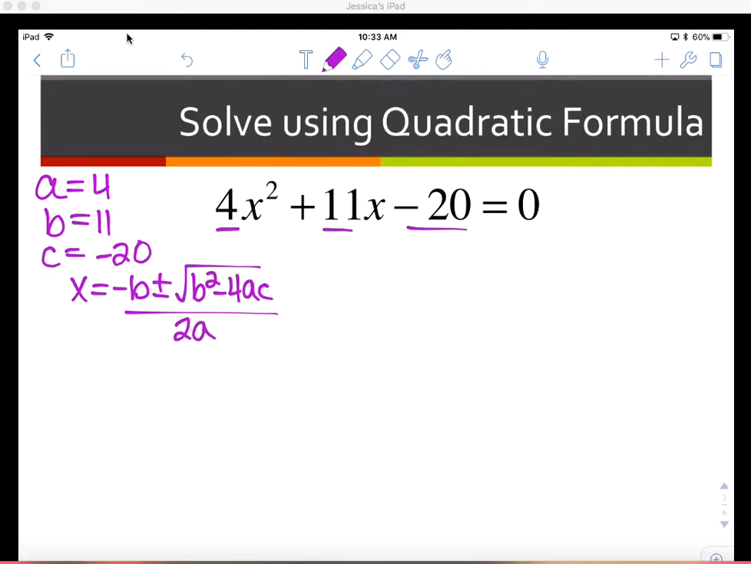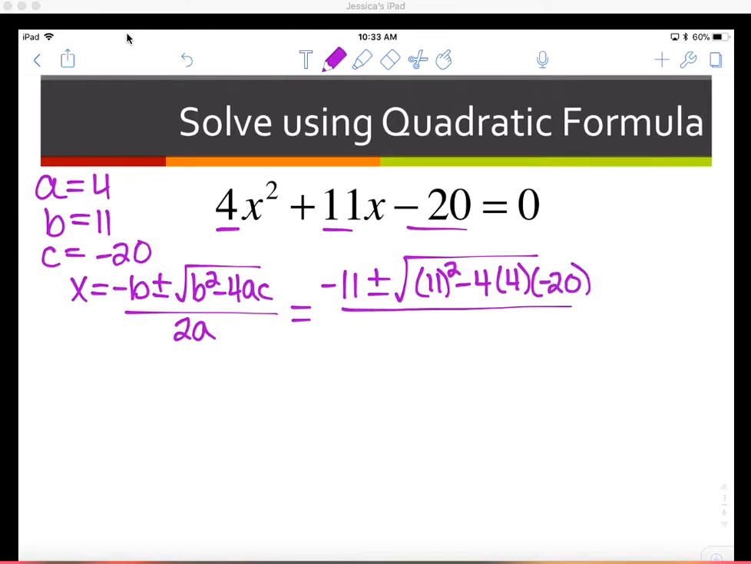Your first step is to plug in everything. You're going to plug in 4 for a, 11 for b, and negative 20 for c. So it's going to look something like this. Opposite b would be negative 11 plus or minus the square root. b squared is 11 squared, minus 4 times a, which is 4, times c, which is negative 20, all over 2 times a, which in this case is 2 times 4. So your very first step is to just plug everything in for a, b, and c.